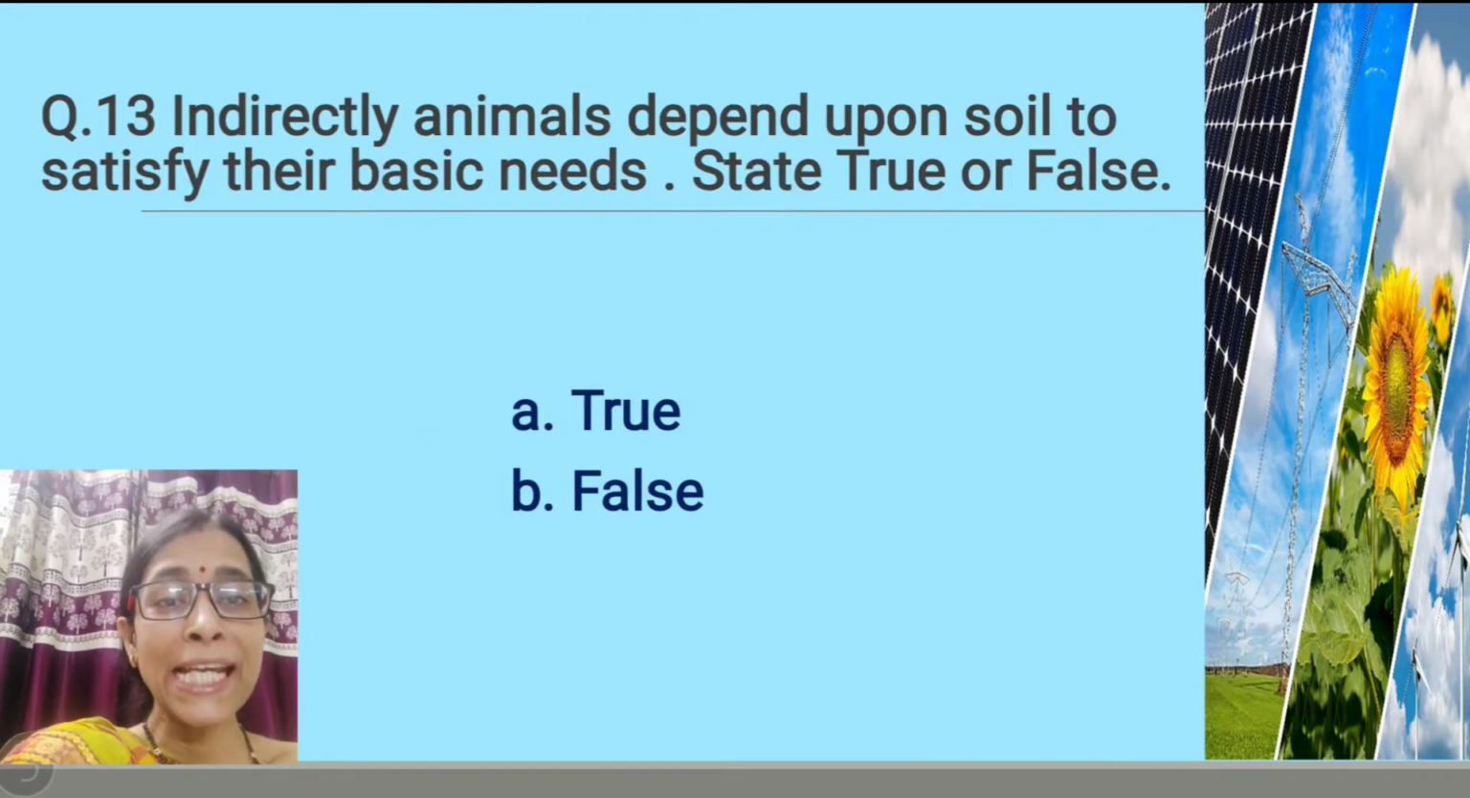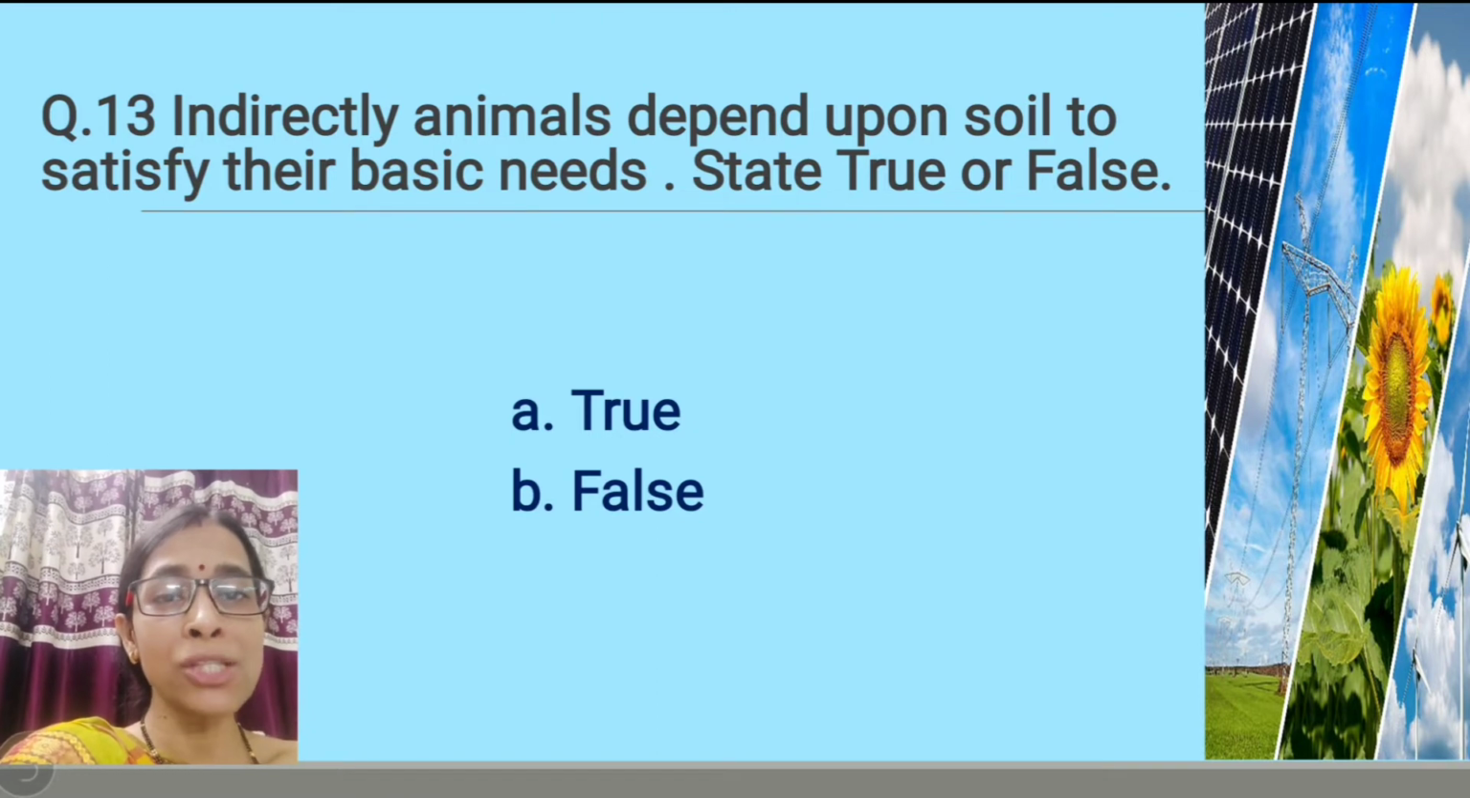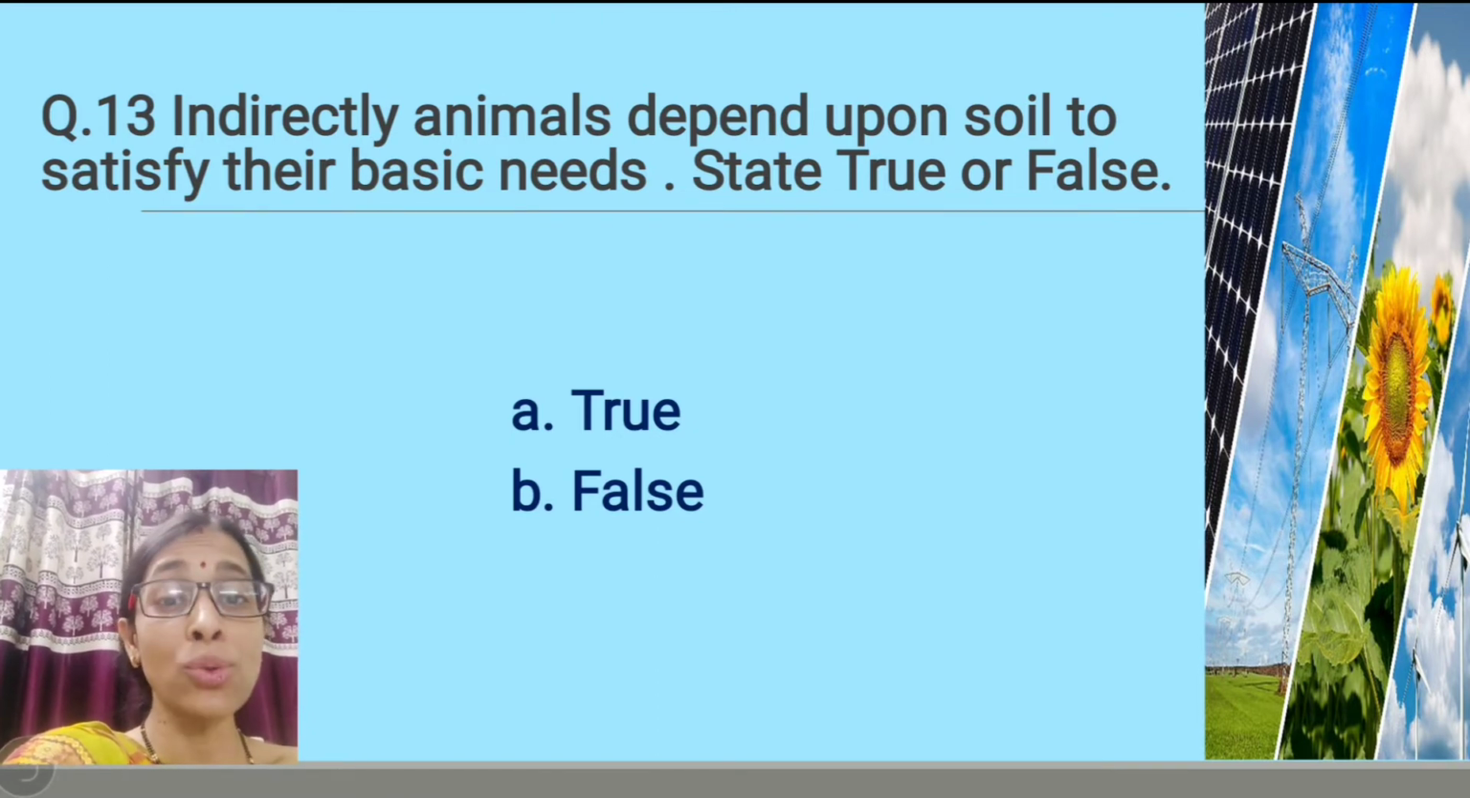Question number 13. Indirectly, animals depend upon soil to satisfy their basic needs. State true or false. Here the correct option is option number A.